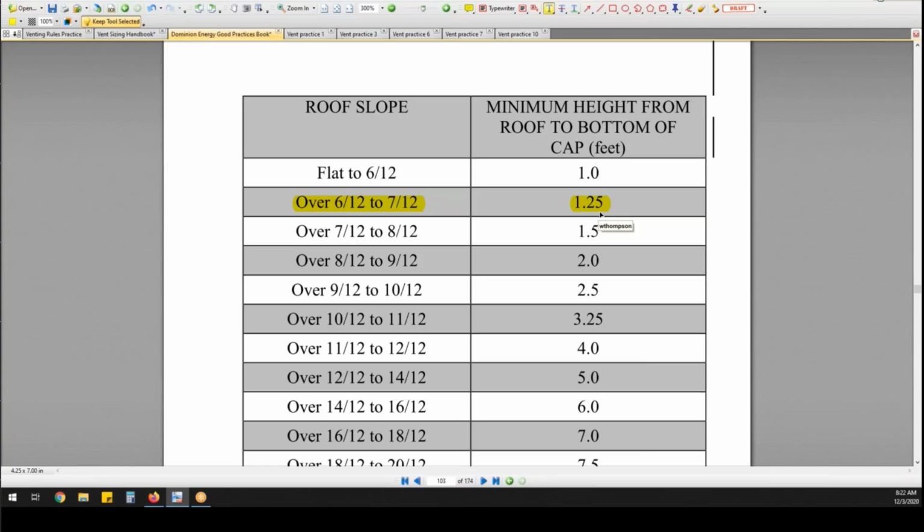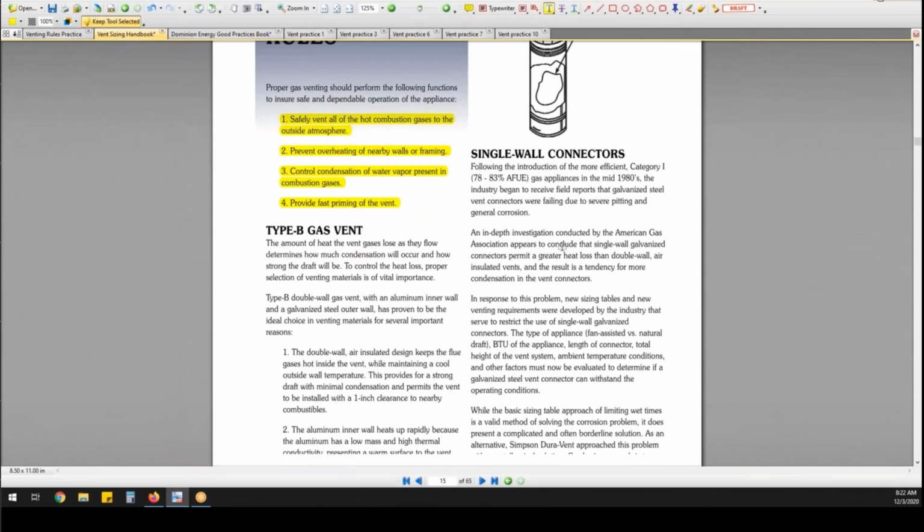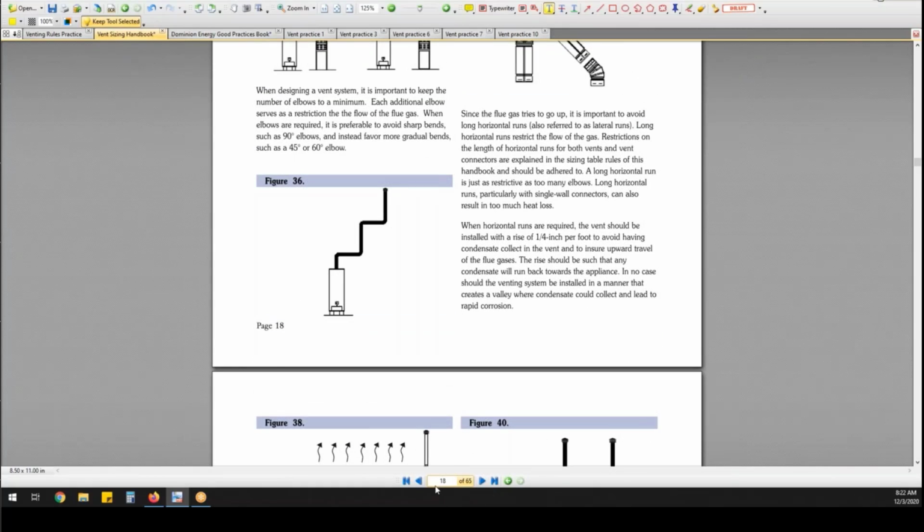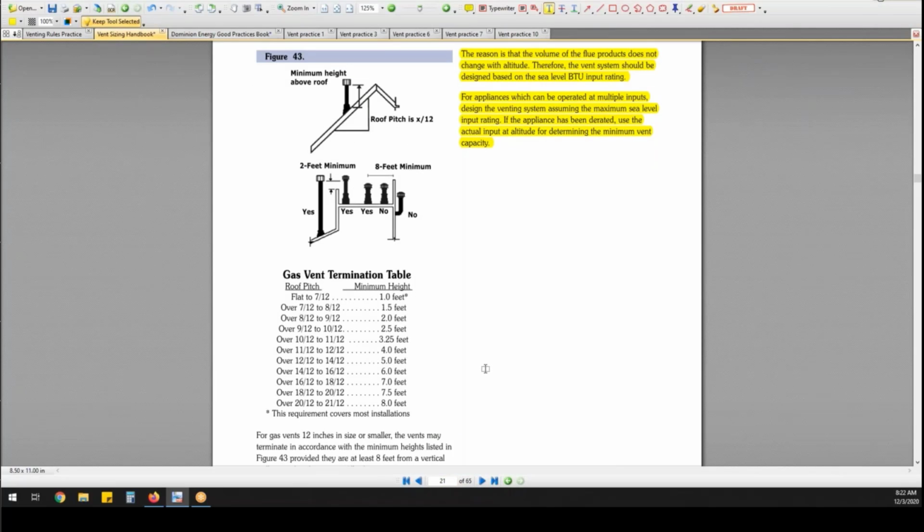That's also in the IFGC 503.6.4. All right. The table in the sizing handbook is different though. Is it? Yeah. Are you sure? Pretty sure. Pretty sure? Go to page 21. All right, let's see. Says it should be 1 foot, not 1 1/4. Let's see. So, roof pitch, flat to 7/12. This, and it's got an asterisk. This requirement covers most installations.